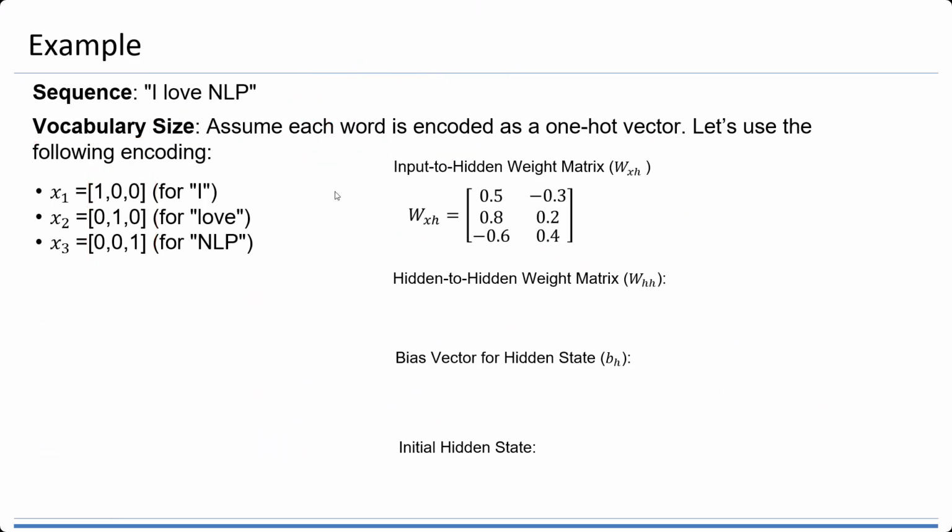Let's suppose we have the input to hidden weight matrix. The input to hidden weight matrix means the first matrix that we want to consider. The weight, as you know, will be the same for every one of the formulas.